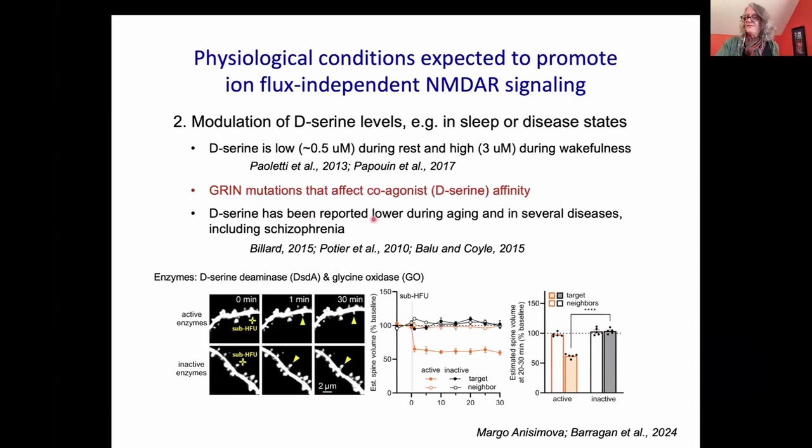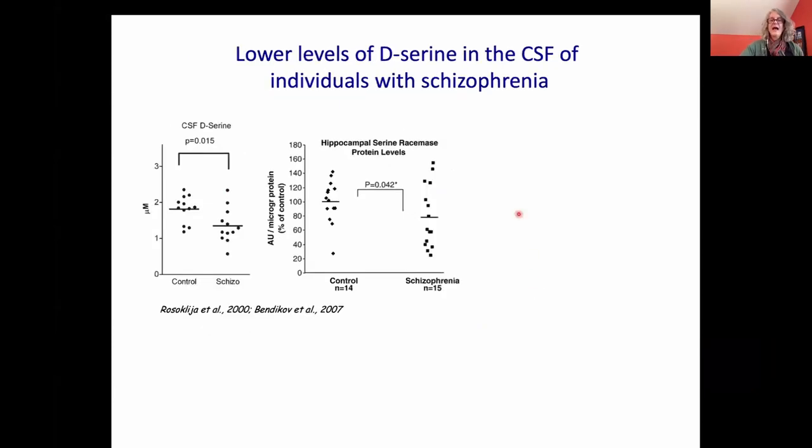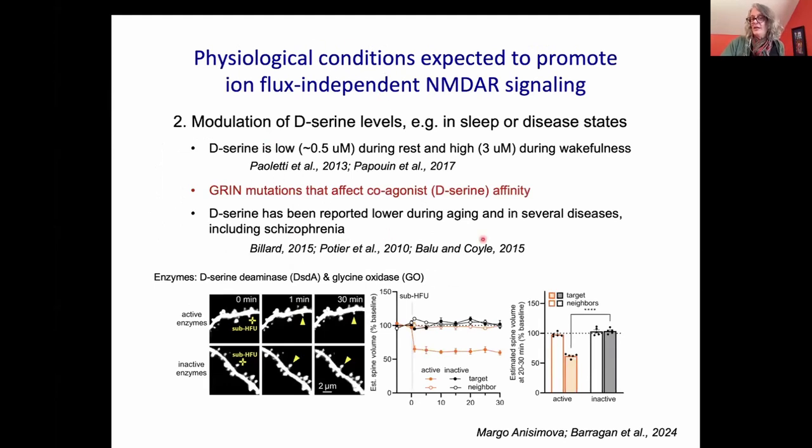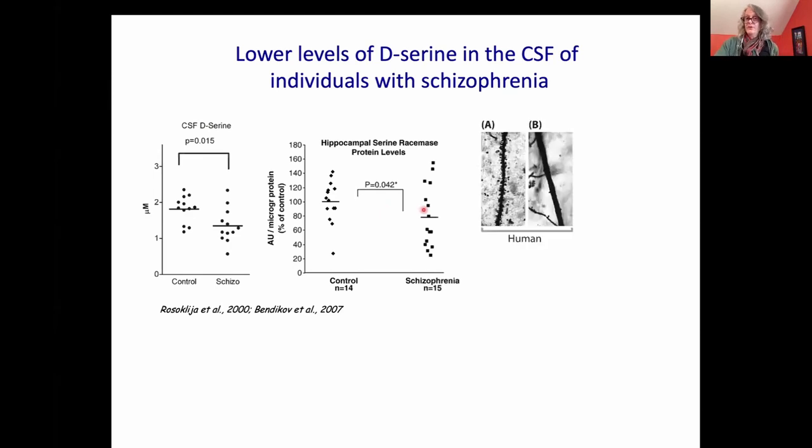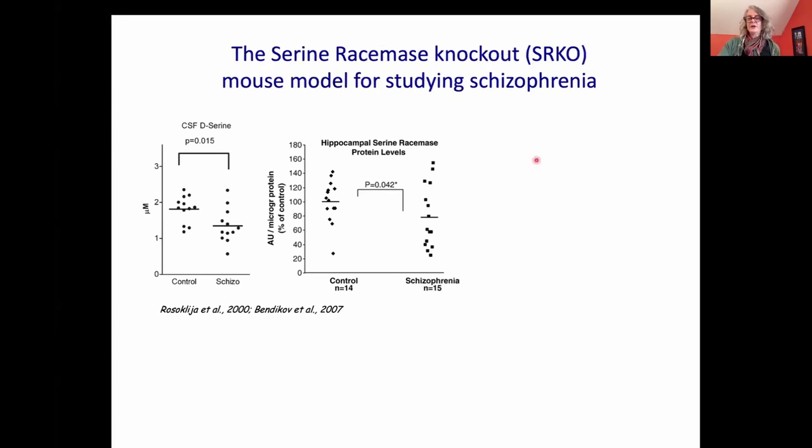So GRIN mutations that affect coagonist or D-serine affinity would be expected to, again, destabilize these synapses and cause this to happen. And so one more set of experiments that I just have a couple slides on that we did was, like I mentioned, it has been shown that lower D-serine effects is happening in schizophrenia. So in humans, cerebral spinal fluid, we see lower D-serine levels and lowered levels of the activity of the enzyme that produces D-serine. And patients with schizophrenia have lower levels of dendritic spines.